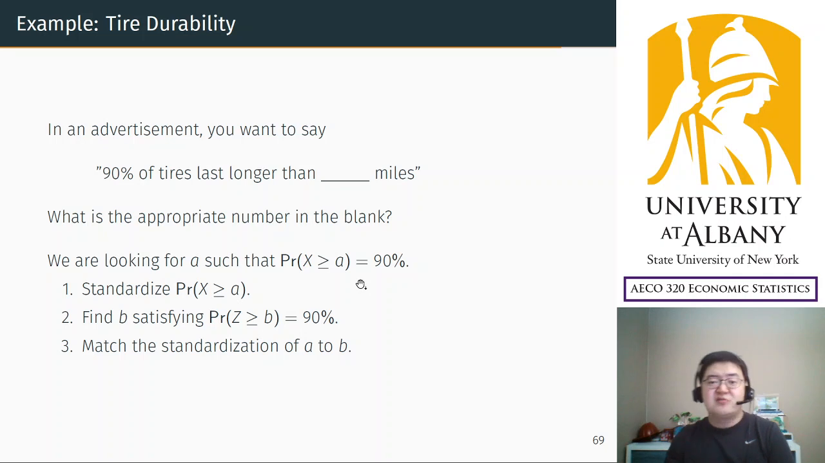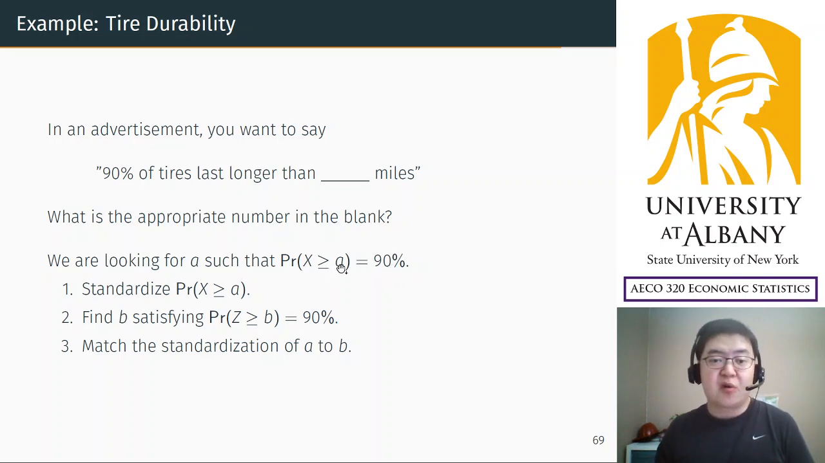Anyhow, as you see, the structure of the question is a little bit different. In our previous slides, we knew what A is. This value was given, but now A is what we need to find, and what's given is the probability, 90%. So in the previous slides, we are given A and then we have to find the probability, but now it goes the other way. 90% is given and A is what we are looking for.